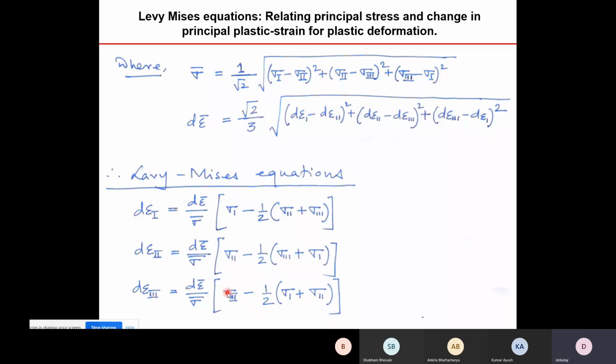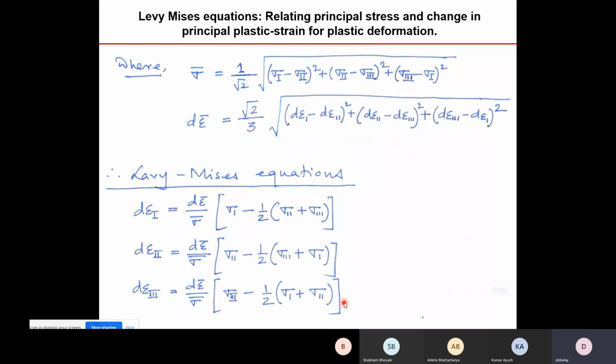In place of sigma 3, you put that in the von Mises criterion, you will get sigma 1 minus sigma 2 equal to 1.15 sigma naught, which is the form of Tresca's criterion. So under plane strain, it is said that von Mises and Tresca criteria follow the same form, and the yield strength under plane strain condition is 15% higher than the yield strength in uniaxial tension.